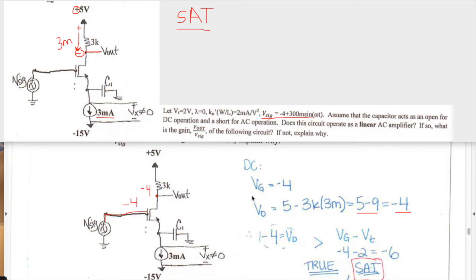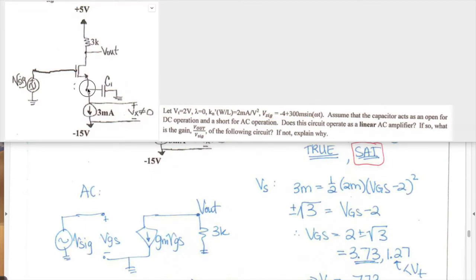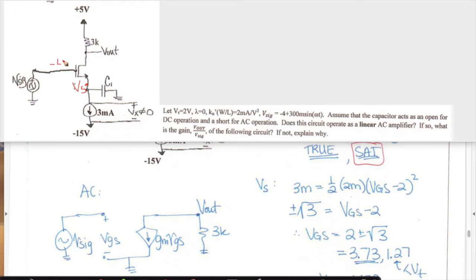The conditions for saturation: we need VGS to be greater than or equal to VT, and we also need VD to be greater than VG minus VT. In this case, VT is 2, so VG minus VT is minus 6, and VD is minus 4, so that is going to be true. We don't quite know what VGS is, because the VS value is determined from VGS. So we need to determine what VS is to determine if we are still on. We had minus 4 at the gate and we need to determine this VS.